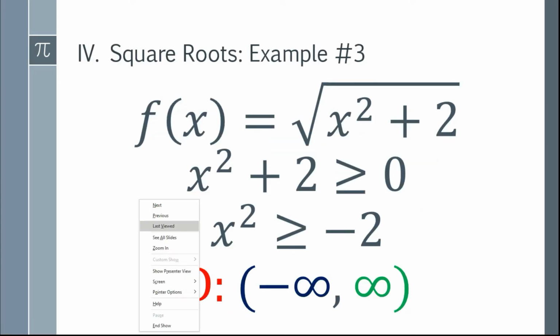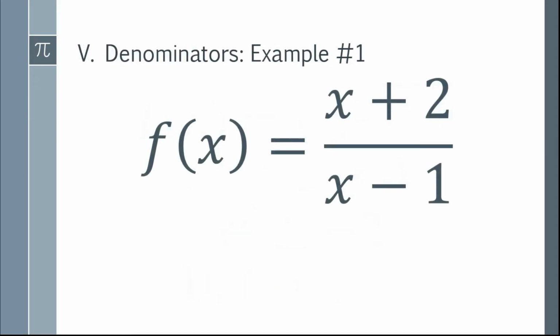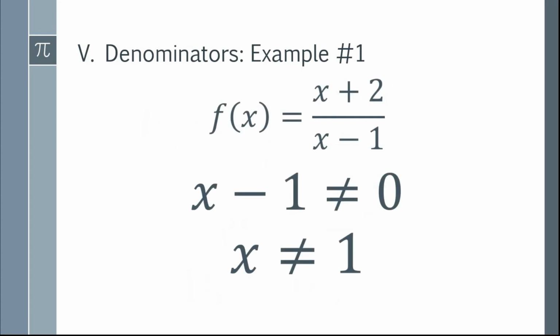All right, so let's go to the next one, denominators. For denominators, example number 1, you have the function f(x) equal to x plus 2 for the numerator, and for the denominator is x minus 1. So we can just ignore the numerator here and just focus on the denominator. So get x minus 1 and set it not equal to 0. So x should not be equal to 1.